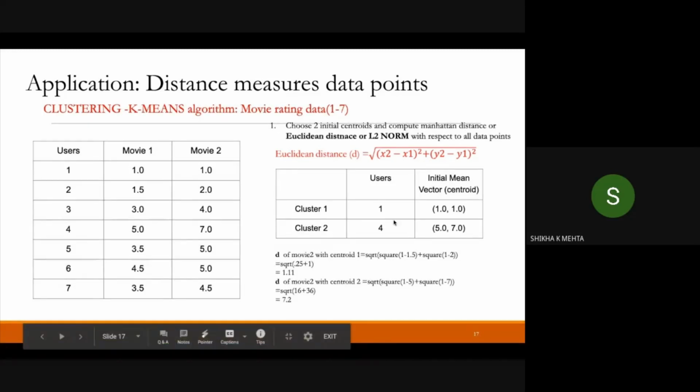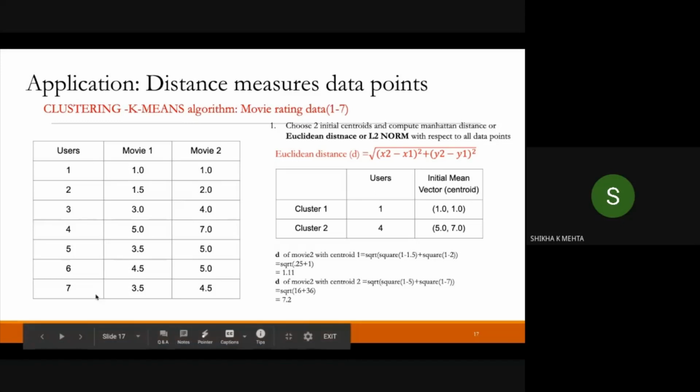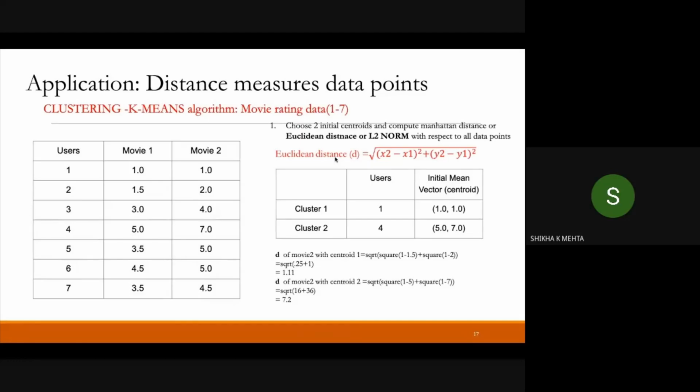So let us say here I have taken the mean of one cluster as user 1, and the mean of the second cluster as user 4. So now the initial mean vector centroids are (1, 1) and (5, 7). My task now is to assign all the users, that is 2, 3, 5, 6, 7, to these clusters. Now how do we do that? We can do that either using the Euclidean distance, or using the Manhattan distance.